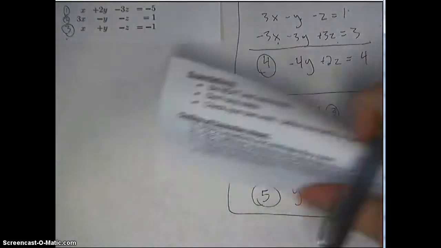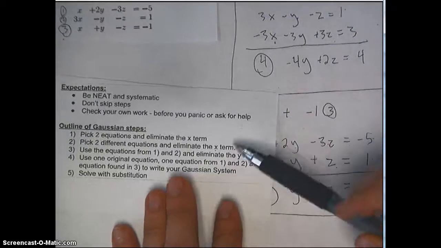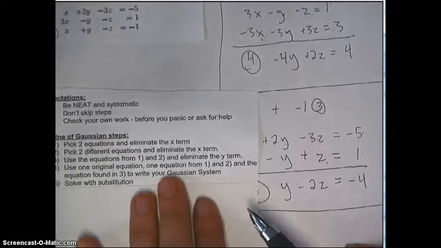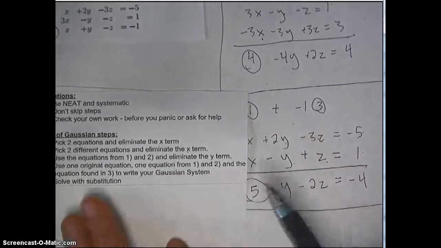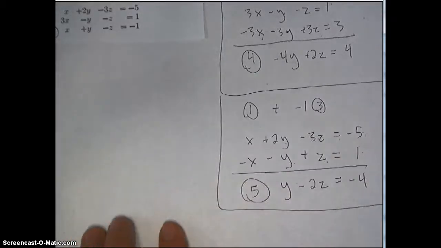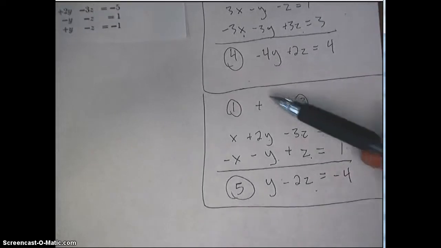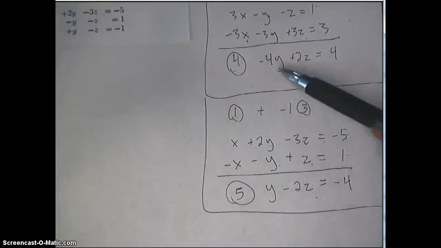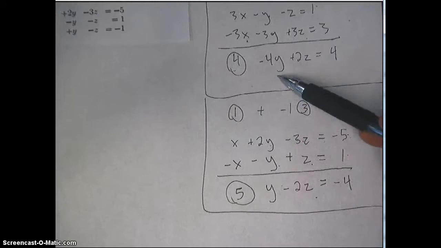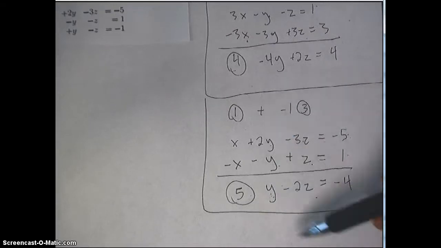So I'm done with step 1 and step 2. Step 1, pick two equations and eliminate the x term, gave me equation 4. Step 2, pick two different equations and eliminate the x term, gave me equation 5. Third step, use equations from 1 and 2 and eliminate the y term. So I need to use equations 4 and 5 to eliminate the y term. In equation 4 I've got a -4 in front of the y, and I don't have anything in front of the y in equation 5. So if I multiply equation 5 by 4, then I can eliminate the y term.